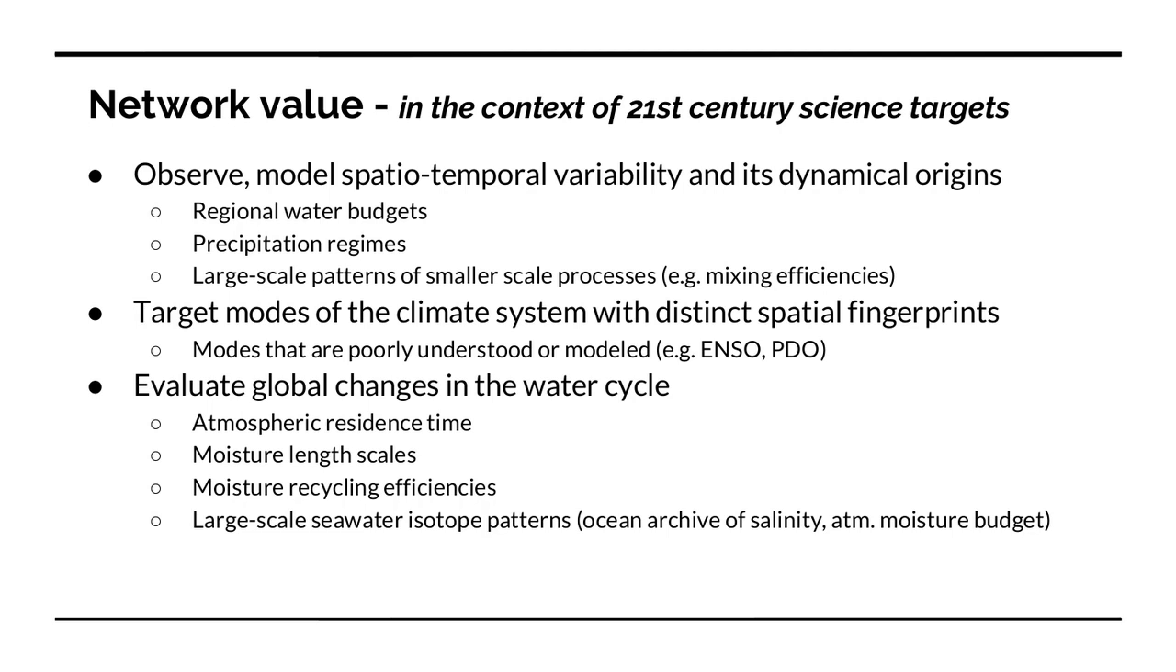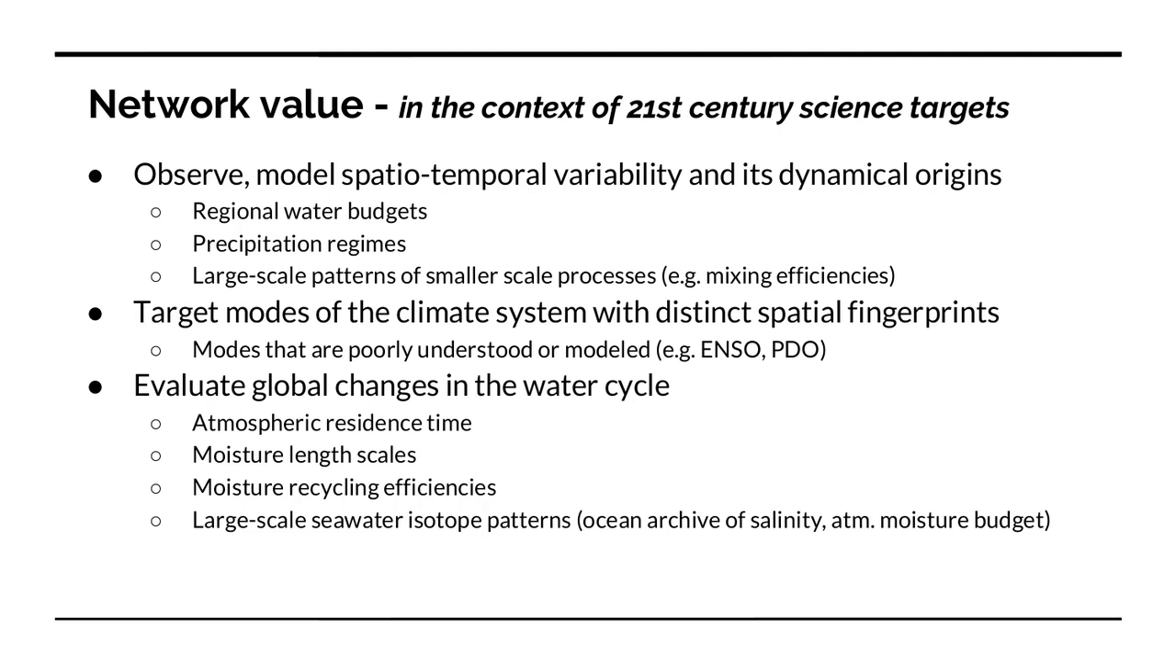So another reason for why networks are so valuable. One thing that we want to do is target modes of the climate system that have what we're calling distinct spatial fingerprints in isotope space. And in particular, we're focused here on climate modes like ENSO or perhaps the PDO that are either poorly understood, or if they are understood, they're poorly modeled. And so again, we need a network, a distribution of observations to really capture those climate modes, which are these large-scale patterns.